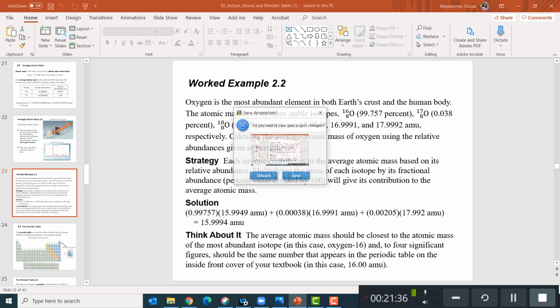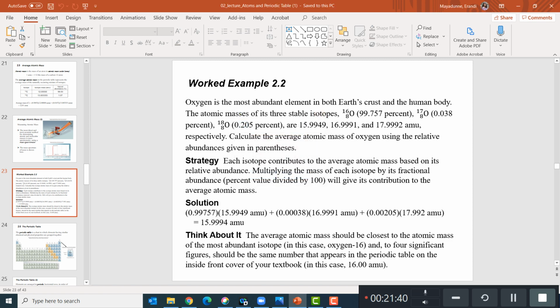I think that's the end of part 2, and I hope you understand the main things in this chapter: the mass number, the atomic number, and how to find the atomic mass of an element.